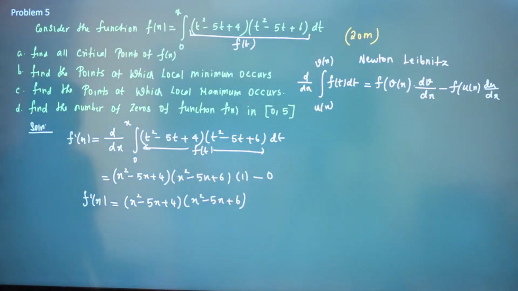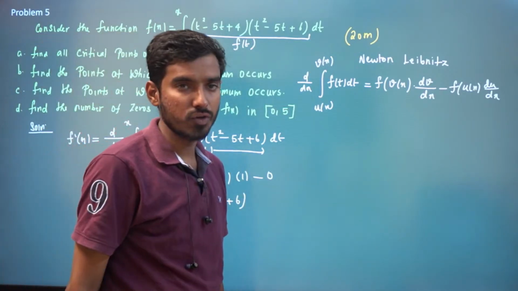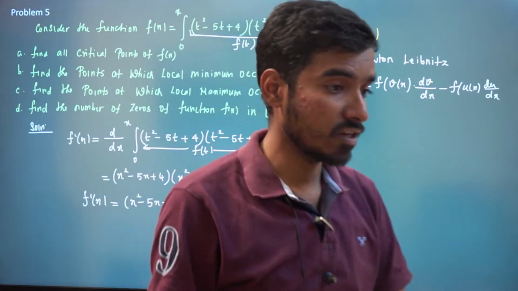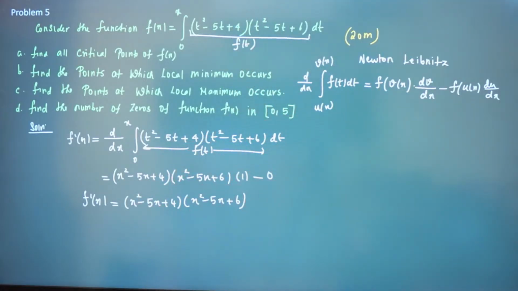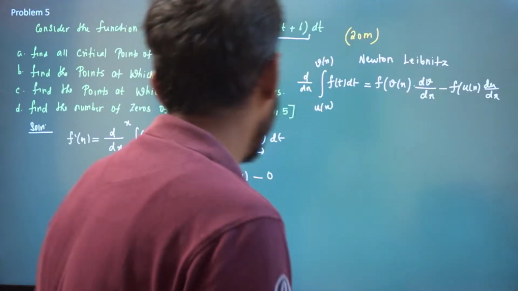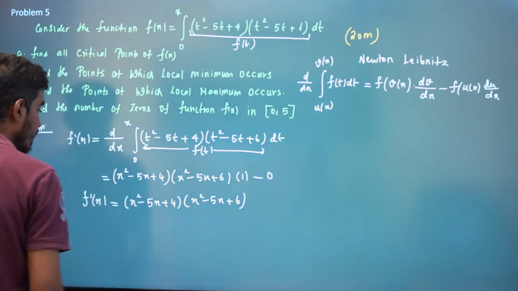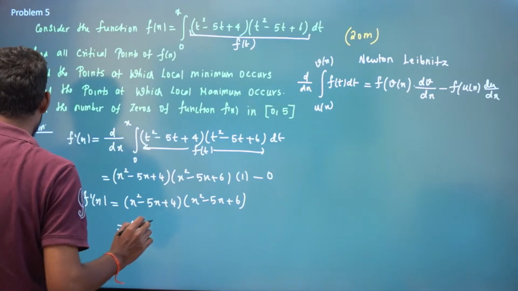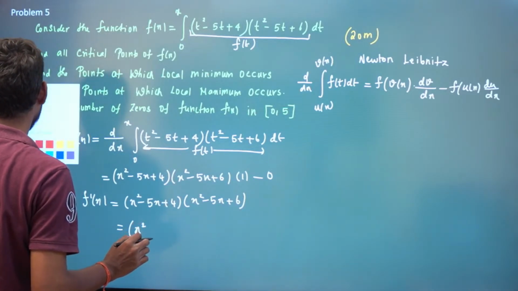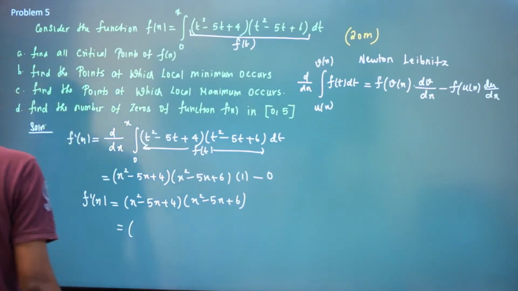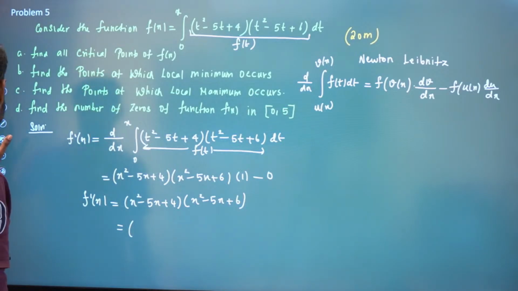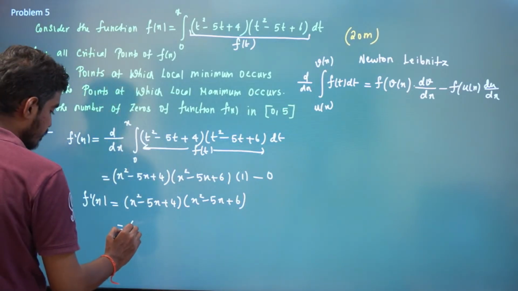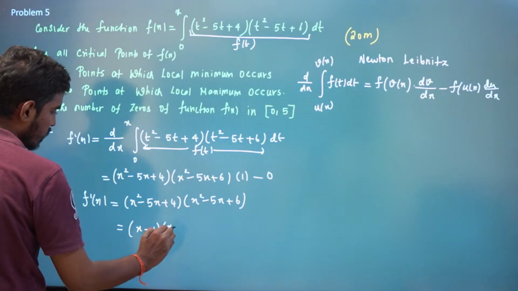So the roots of f dash of x will give you the critical points of our function f of x, right? So we will factorize this. This is x minus 1, x minus 2, right?